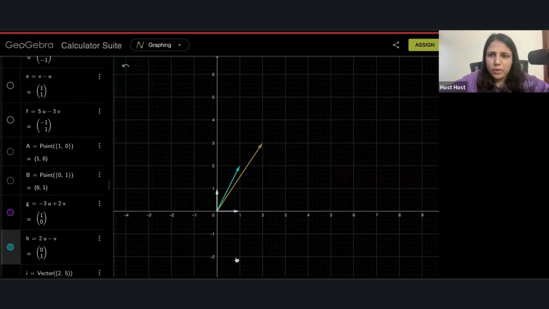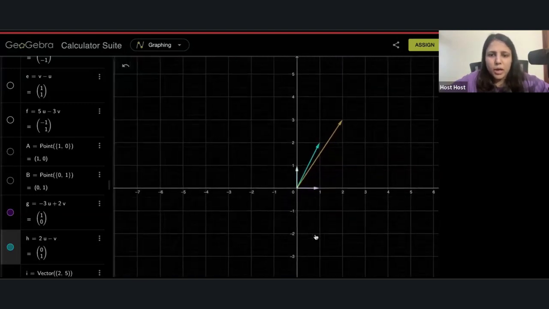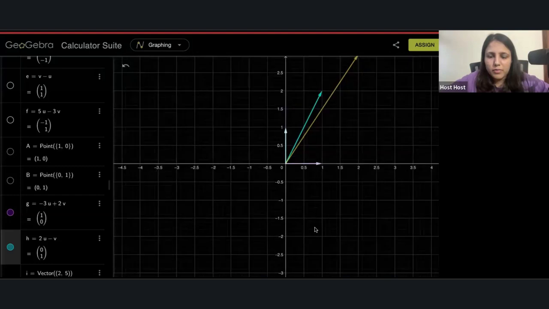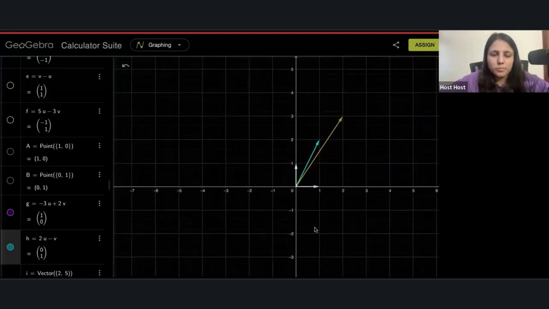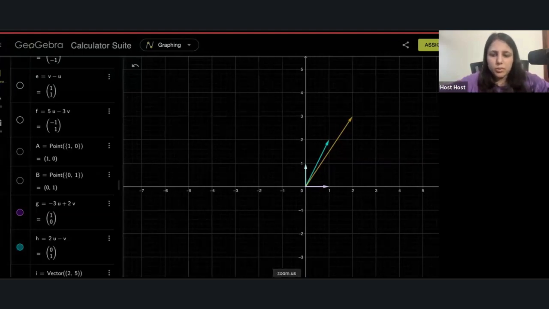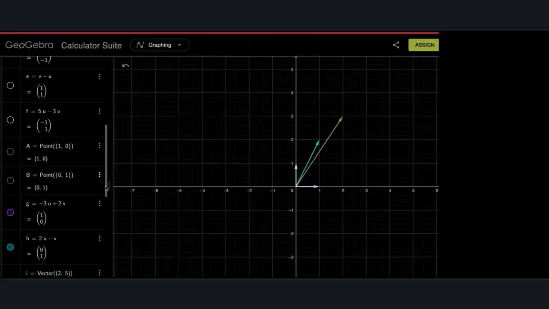Is this clear to everyone? Please unmute and ask if you have any doubts, and if anything is not clear till now. Please unmute yourself and let me know. Yes, madam. Clear.